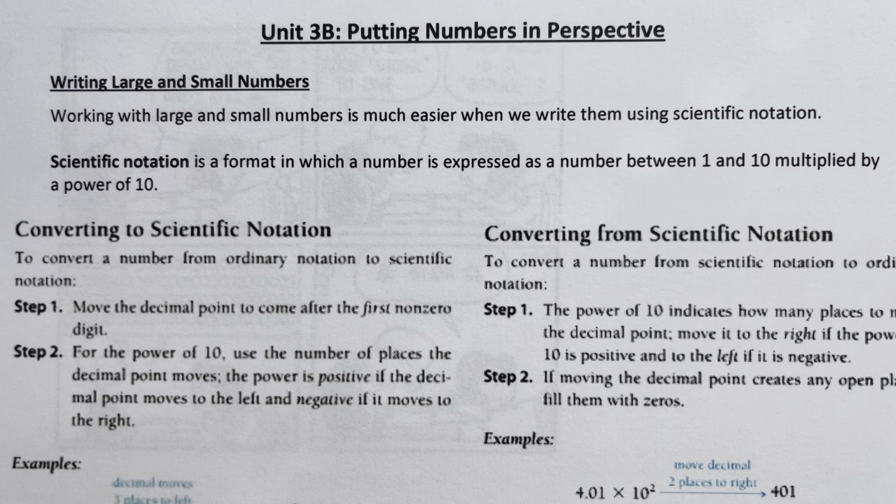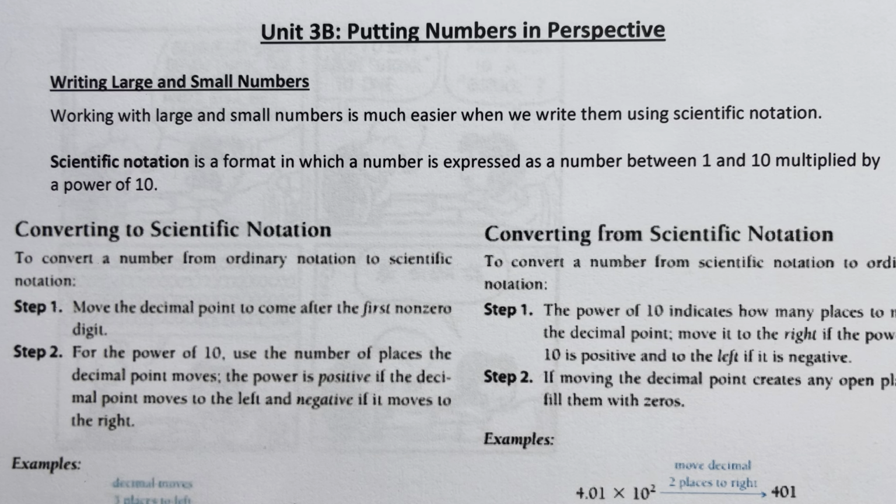Here we are today for Unit 3B, putting numbers in perspective. When we're working with large numbers or small numbers, it's often much easier to write them using scientific notation. Scientific notation is the format in which a number is expressed between 1 and 10 and multiplied by a power of 10.